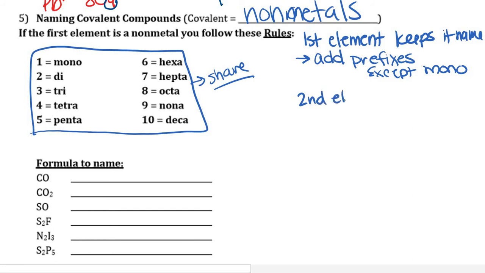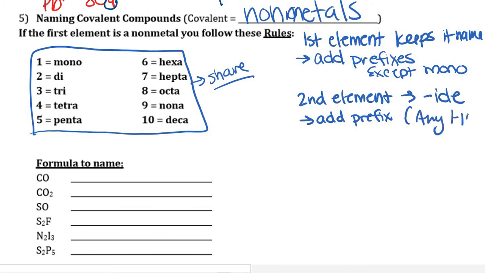The second element, we're going to also change the ending to IDE just like we have been for every single naming system. First element keeps its name, second element gets IDE, but again, we just have to include prefixes. This one can take any prefix. We can take a prefix from 1 through 10, and it goes higher than that, but we're only going to worry up to 10. So the second element can have mono. The first element cannot have mono, but the first element can have di, just not mono.